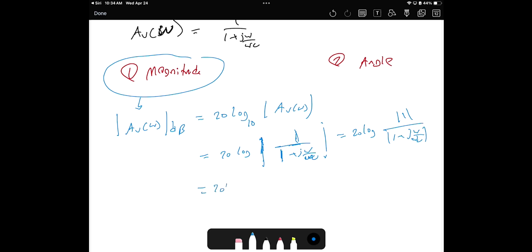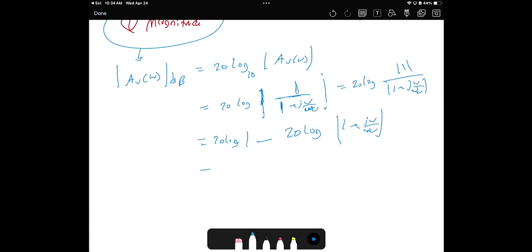The other thing is the magnitude of 1 plus j omega over omega c. Since it's a division, we can distribute the logarithm, so it will be 20 log of the magnitude of 1, which is 1, subtracted from 20 log of the magnitude of 1 plus j omega over omega c. 20 log of 1 is 0.